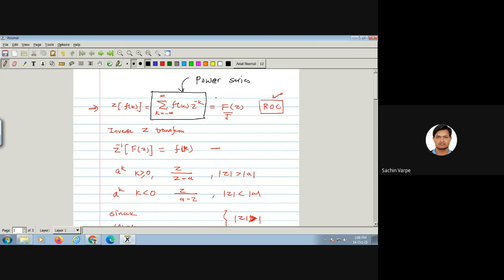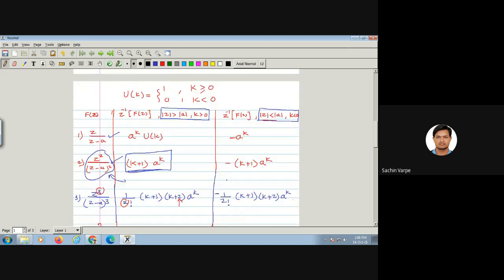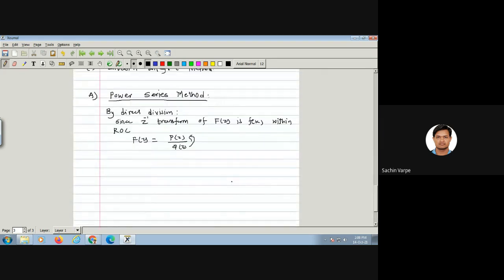Is this clear? So what we are trying to do is expand the given function F(z) in some powers of z, and from that, in reverse engineering, we get the original function f(k) by simply comparing. For that purpose, I have two cases. Case 1, if the ROC is mod z less than R, and case 2, if the ROC is mod z greater than R. That is simply the interior of the circle and the exterior of the circle.